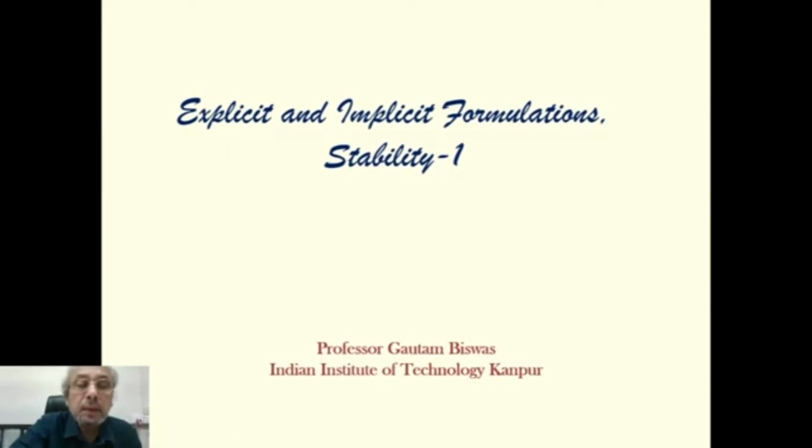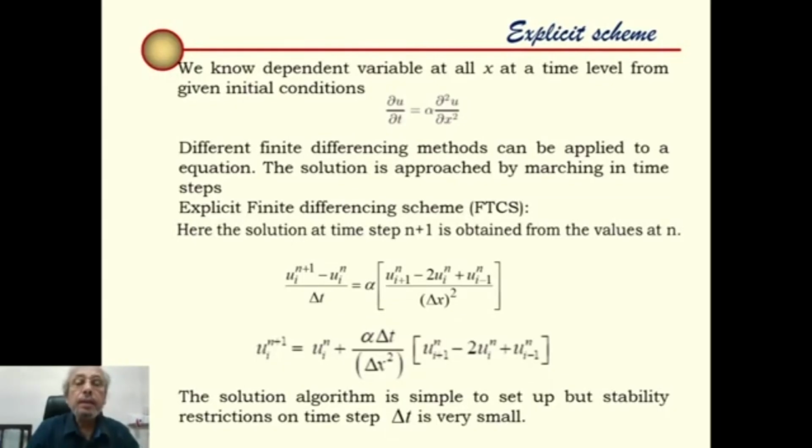Good afternoon, everyone. In today's lecture, we will cover explicit and implicit formulations, and we will discuss stability. So, again, let us consider the model equation that we are using for explaining different aspects of finite difference quotients and formulation. This is the unsteady state heat conduction equation, where U is temperature, T is time, alpha is thermal diffusivity, and X is the spatial dimension or the space variable on which temperature is varying.